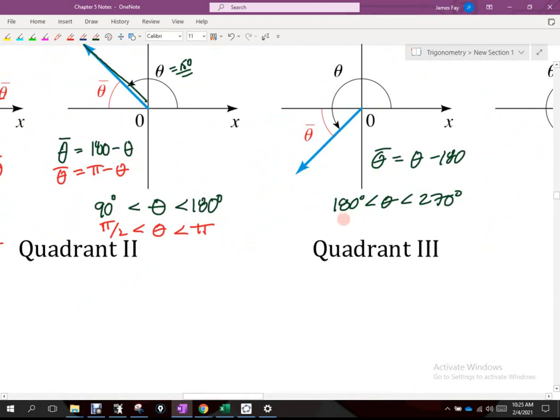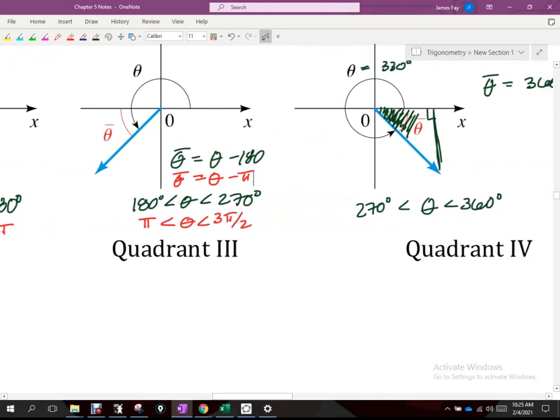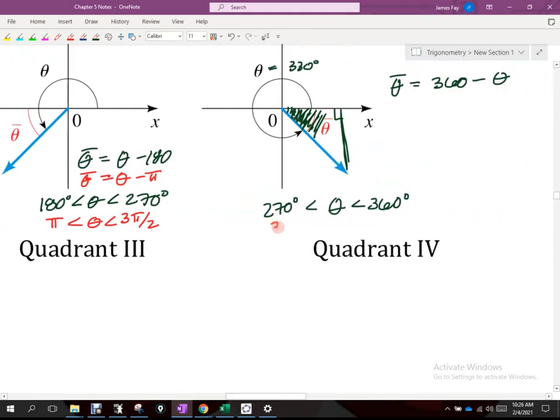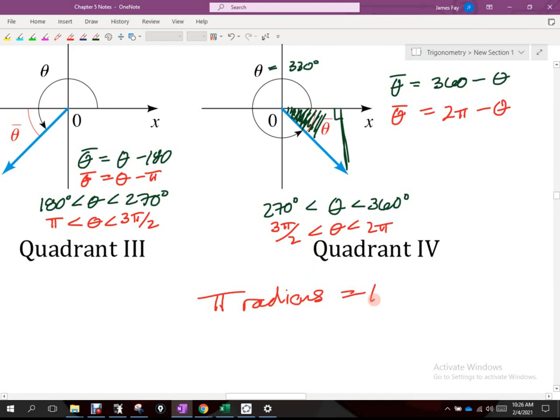And then over here, in quadrant 3, we'd be looking at an angle between pi and 3 pi over 2, and theta bar would be theta minus pi. And then quadrant 4, we'd be looking at an angle theta between 3 pi over 2 and 2 pi, so theta bar would be 2 pi minus theta. Remember, pi radians is equal to 180 degrees.